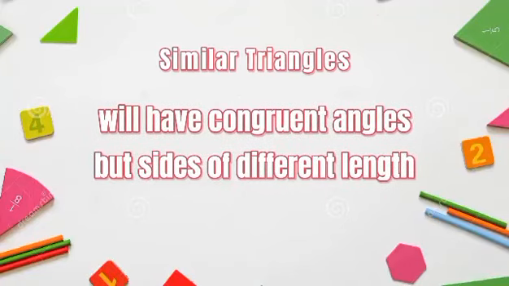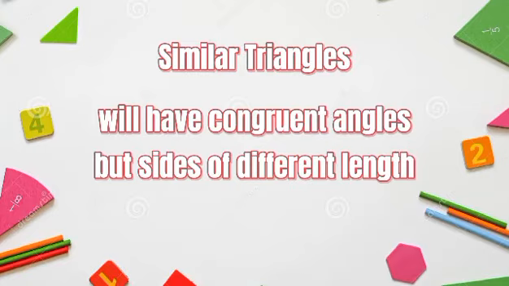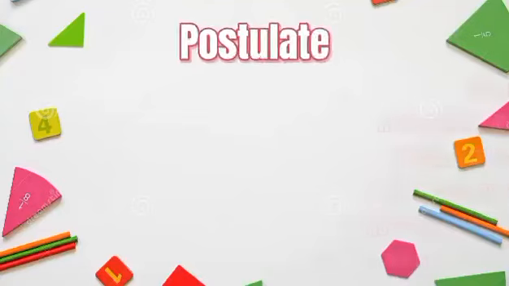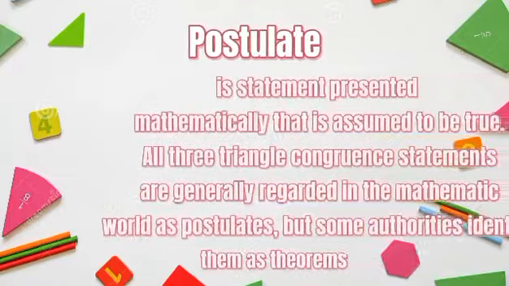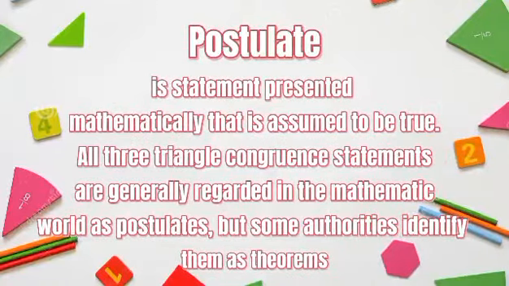Next one is similar triangles. Similar triangles have congruent angles but sides of different length. Last but not the least is postulate. A postulate is a statement presented mathematically that is assumed to be true.